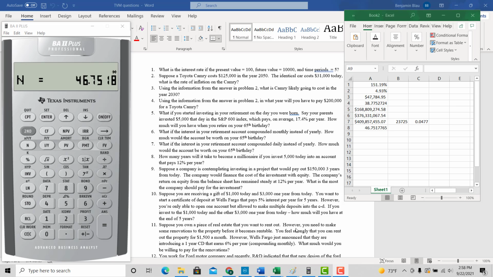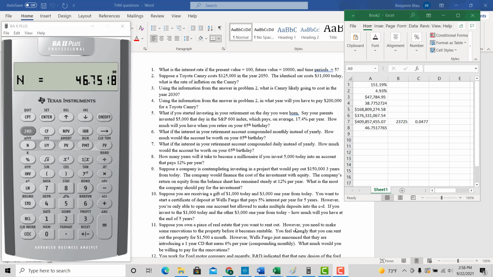Suppose a company is contemplating investing in a project that would pay out $150,000 3 years from today. The company would finance the cost of this investment with equity. The company's return on equity from the balance sheet and income statement has remained steady at 12.5%. What is the most the company should pay for this investment?